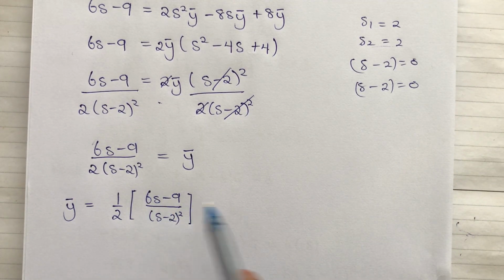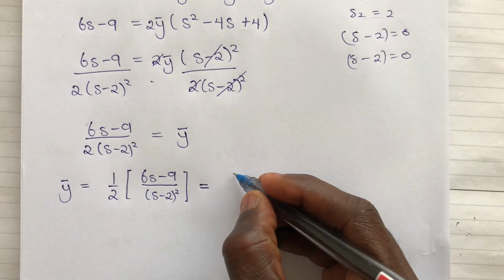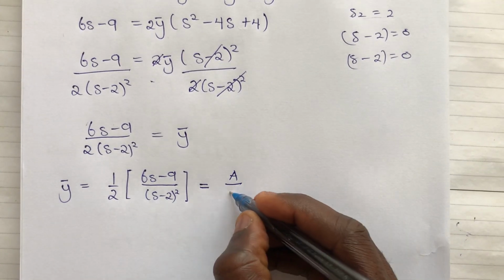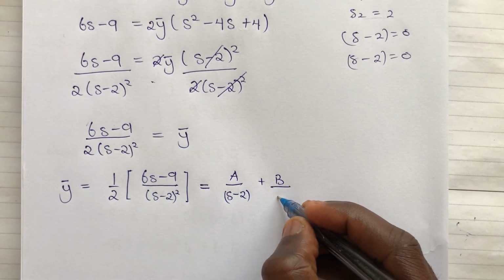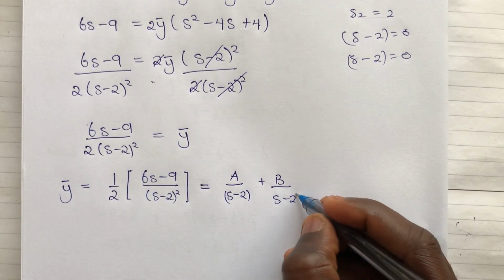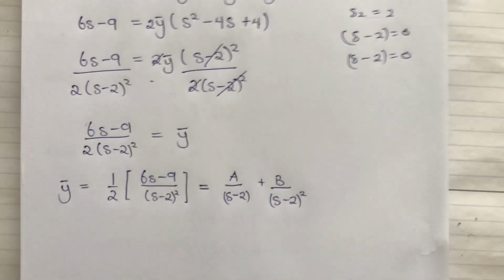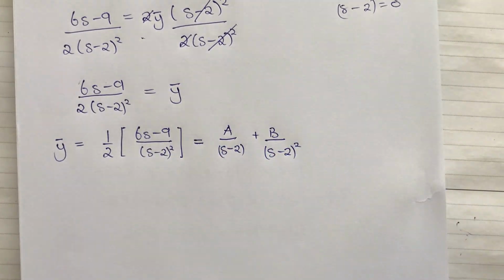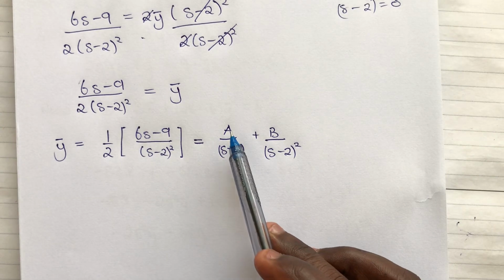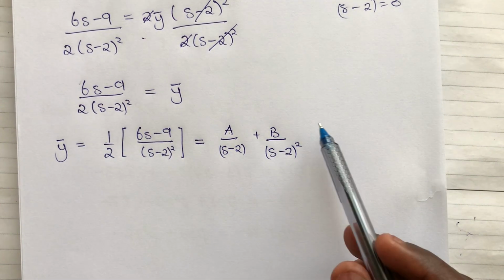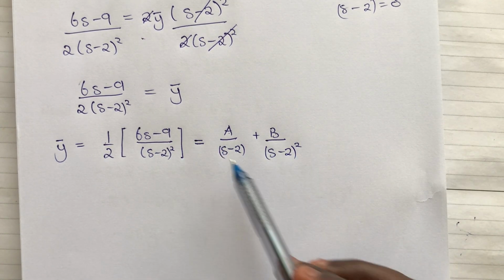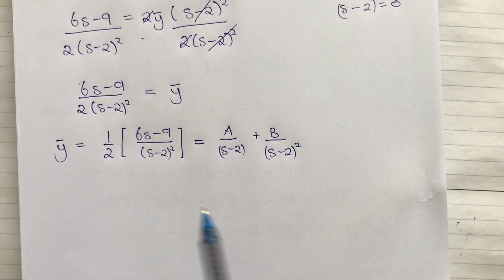Now we switch this side into partial fractions. So this will give us a over s minus 2 plus b over what? S minus 2 all square. So this is now in partial fractions. We need to solve for the constants a and b. For this 1 out of 2, I can put this in brackets and bring it here, but let's focus on this side. When we finish, we'll bring it back, okay?